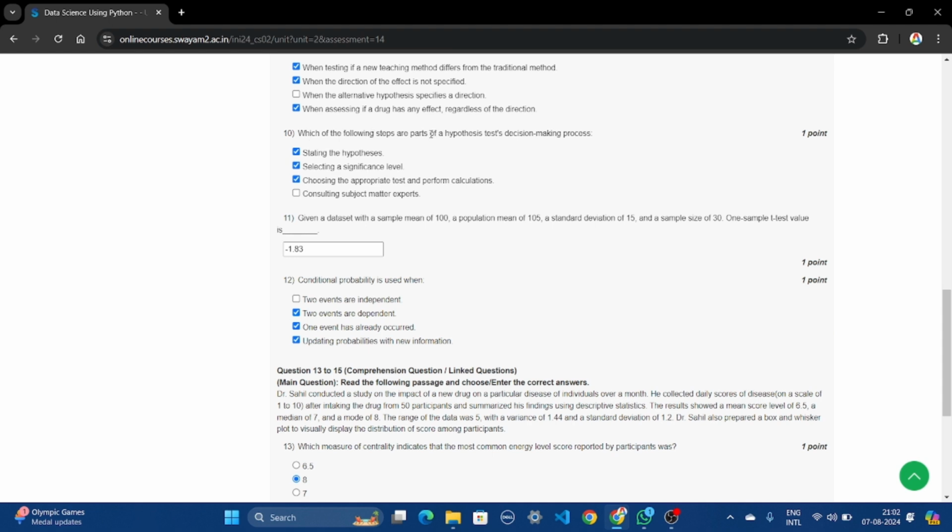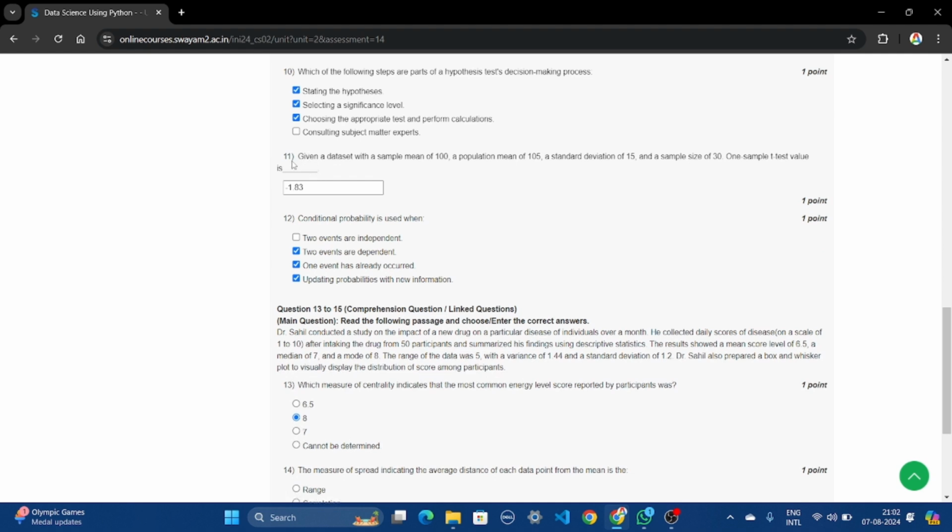Which of the following steps are parts of a hypothesis test's decision making process? So the steps involved in hypothesis test's decision making process are stating the hypothesis initially, selecting a significance level, and also choosing the appropriate test and performing calculations on it. So the correct options will be option A, option B and option C.